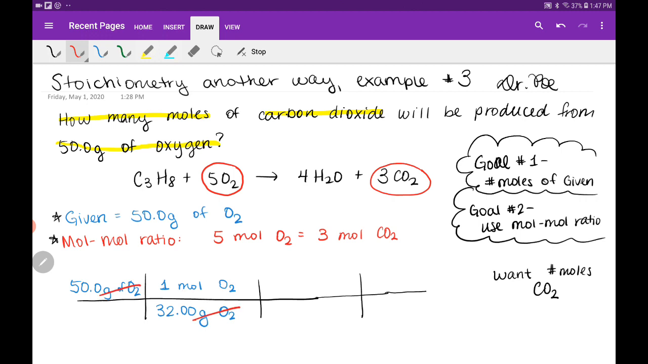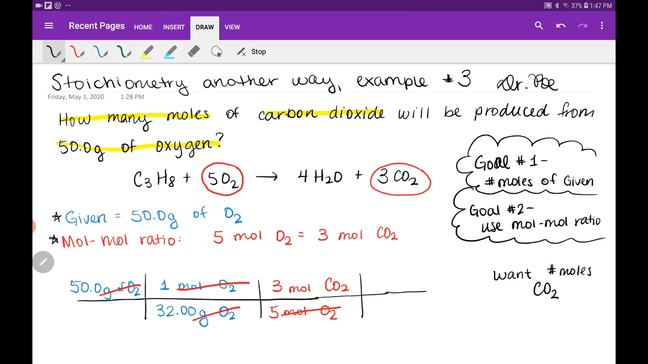Why did we want moles? It's for goal number 2, so we can use our mole-mole ratio. So now we can put our 5 moles of O2 on the bottom and 3 moles of CO2 at the top. So those just cancel straight out. And we want the number of moles of CO2. Well, by golly, isn't that what we have right now? Number of moles of CO2. So we are done with this calculation.